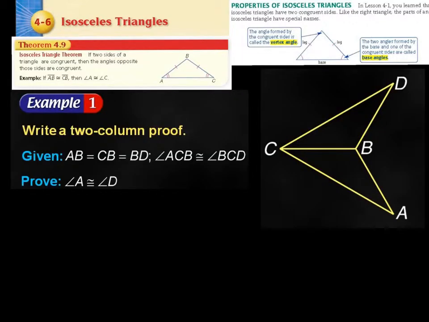Example 1 asks us to write a two-column proof. And I'm going to mark the given as we go. They said AB is equal in measure to CB is equal in measure to BD, and angle ACB is congruent to angle BCD. And they want us to prove that angle A, this is where we're going, is congruent to angle D.